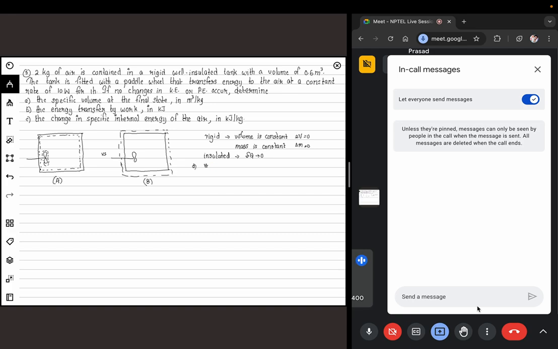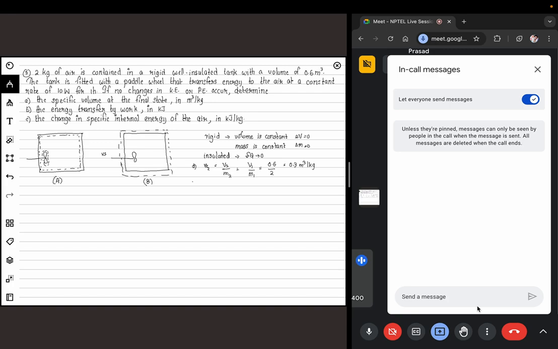Specific volume at the final state. So if the initial state is 1 and the final state is 2, the specific volume at the final state is given by V2, volume by mass. Specific volume is volume per unit mass. So V2 by M2: mass is not changing, volume is not changing, so that will be the same as whatever the value is initially. So this is again straightforward. You have a volume of 0.6 and a mass of 0.2. So this wouldn't be difficult, you can directly calculate this.